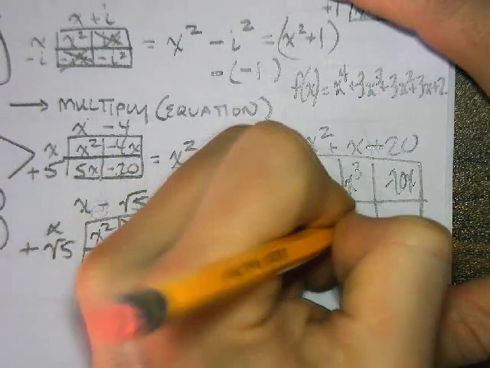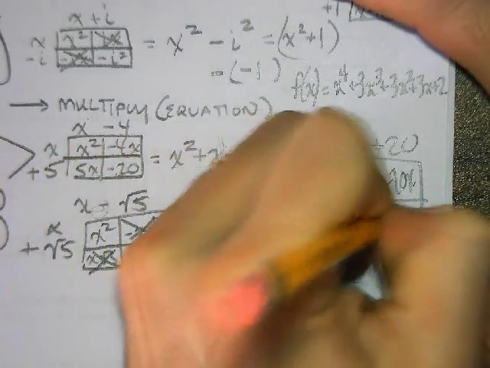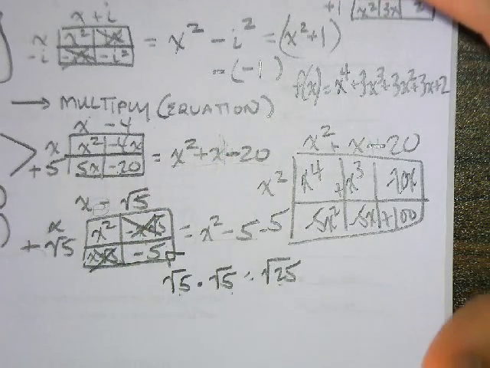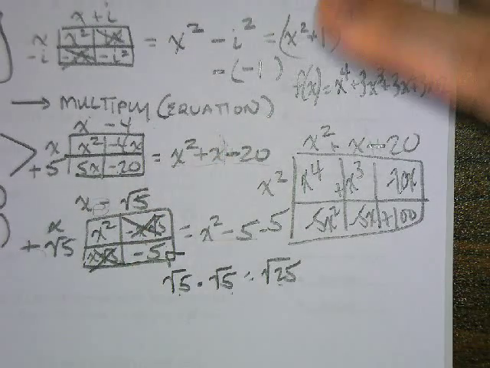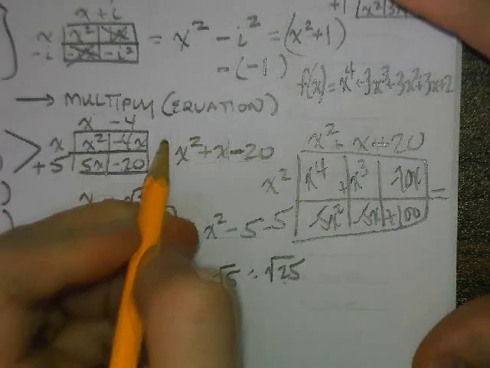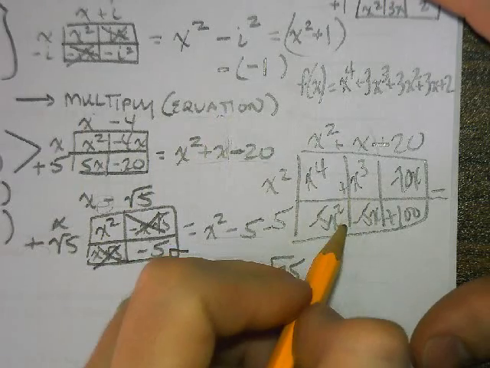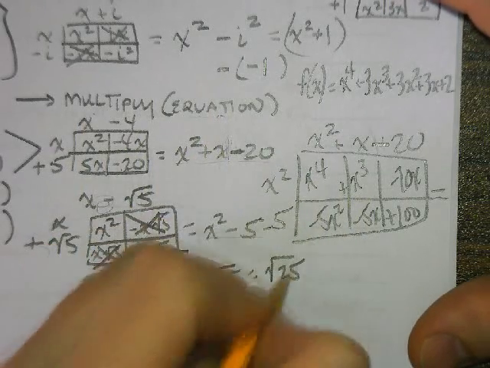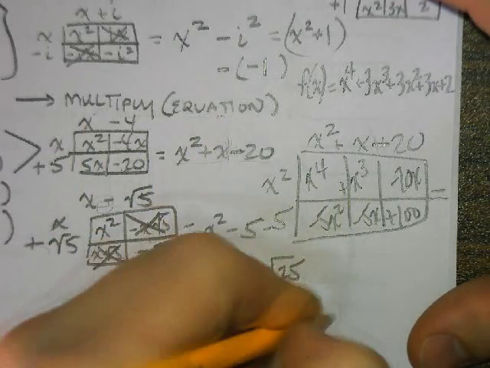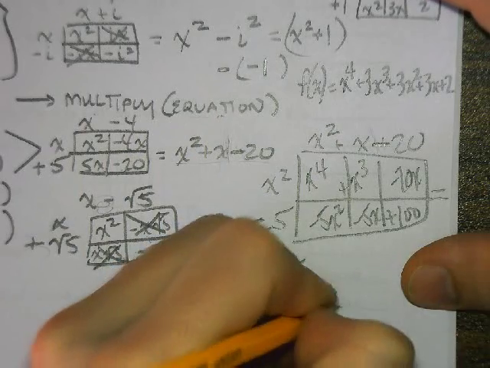Great. So we're ready to write our function. And writing the function, multiply to write the equation, that's this last step here. So we multiply, we're ready to write our function. It's f of x equals x to the 4th plus x cubed minus 25x squared minus 5x plus 100.